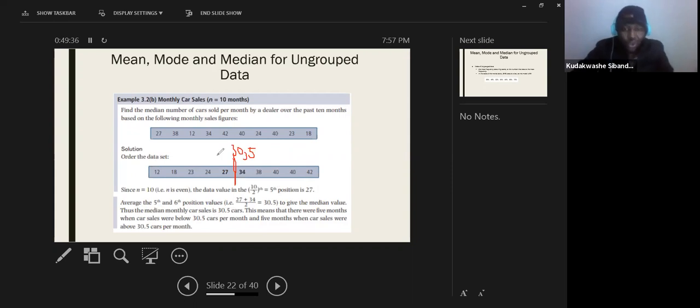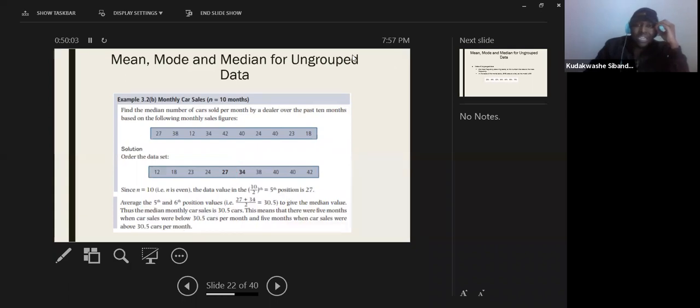So this value, which is 30.5, which we calculated, is the median. How do we interpret this value? We said this means that there were 5 months where car sales were below 30.5 per month, and 5 months where the car sales were above 30.5 cars per month.